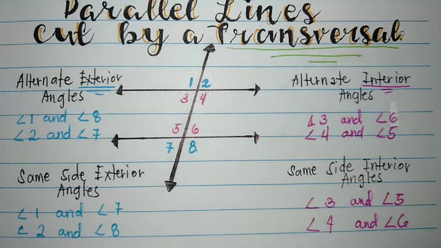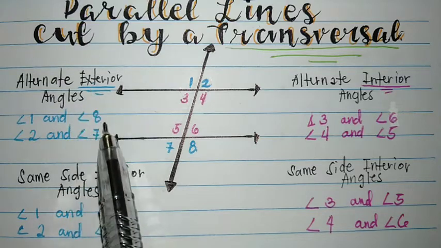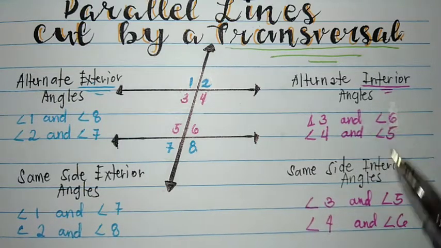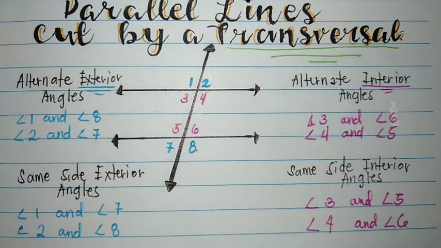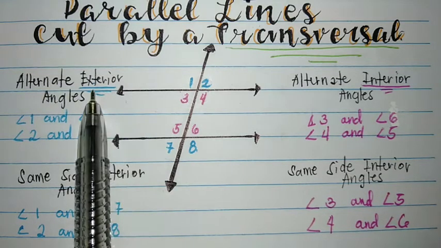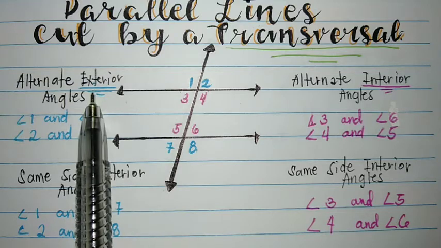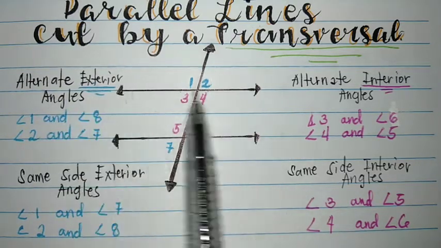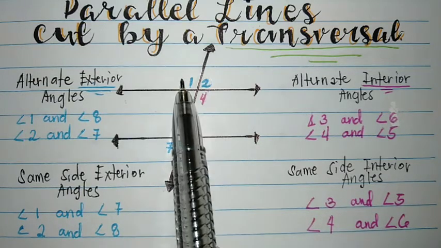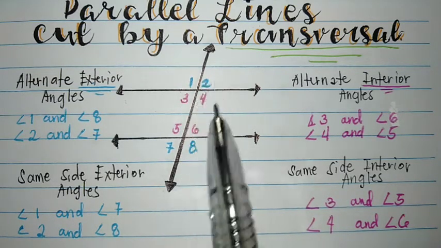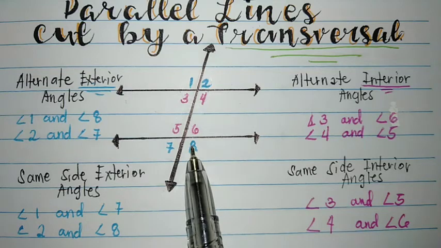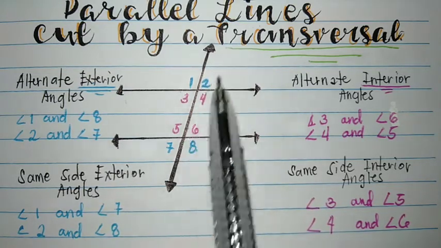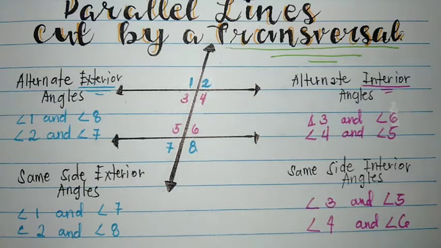Ang ating exterior angles are the blue one. Ang ating interior angles are the pink one. Kapag sinabi nating exterior, from the word itself, exterior, sa labas. Ibig sabihin, sa labas ng ating parallel lines. Kaya itong angle 1 and angle 2, angle 7 and angle 8 is naka-color blue, kasi sila ay nasa labas or sila yung tinatawag na exterior angles.